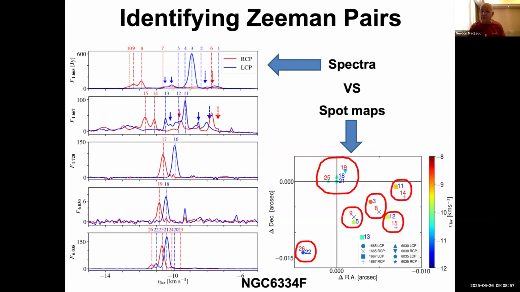And if we go to the spot maps, which is the interferometry, which is now the accepted method of identifying Zeeman pairs, we go by location. And I've circled all the Zeeman pairs that are identified in this data set on this little graph here. You can see them, the numbers line up, the numbers are on the top here, and then I've circled the ones that are Zeeman pairs, right?